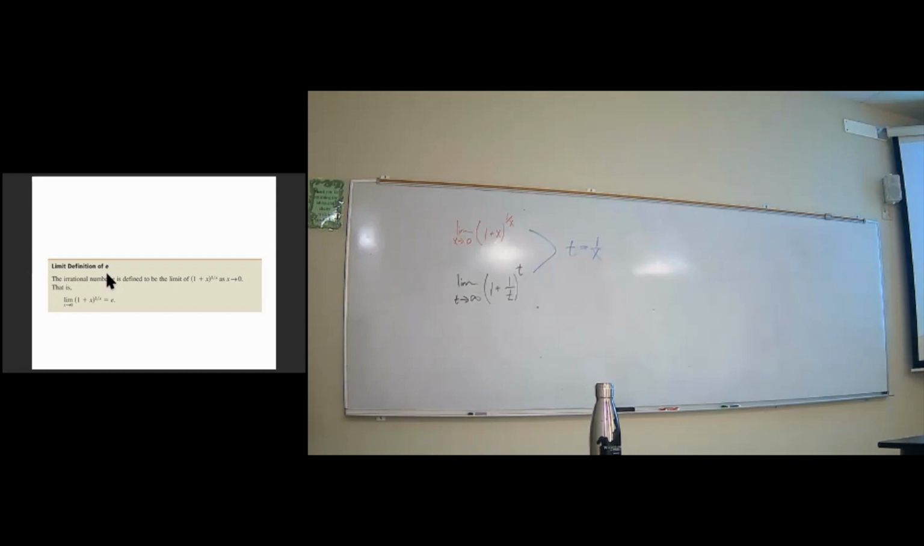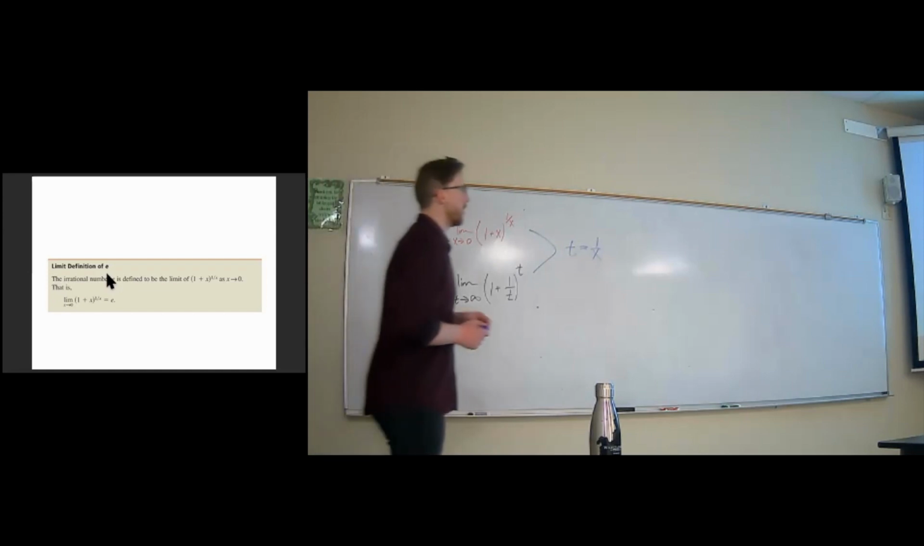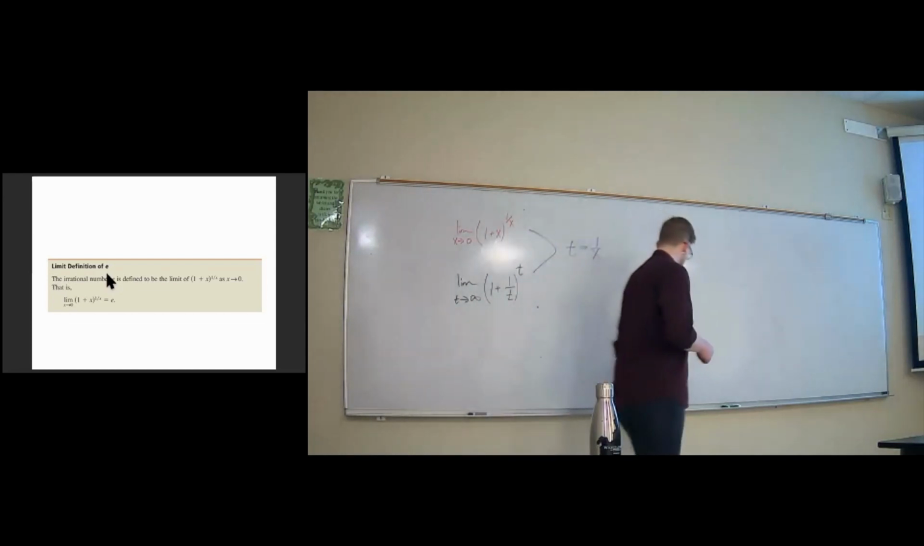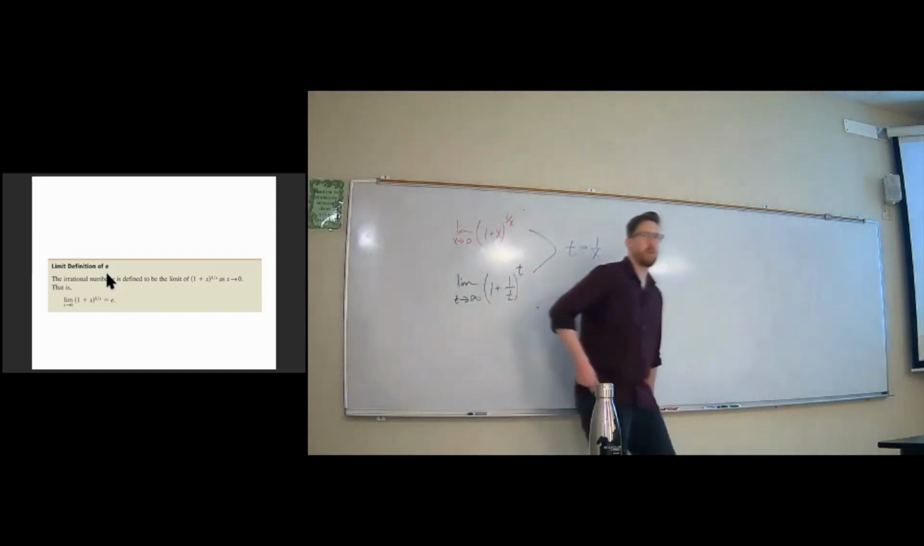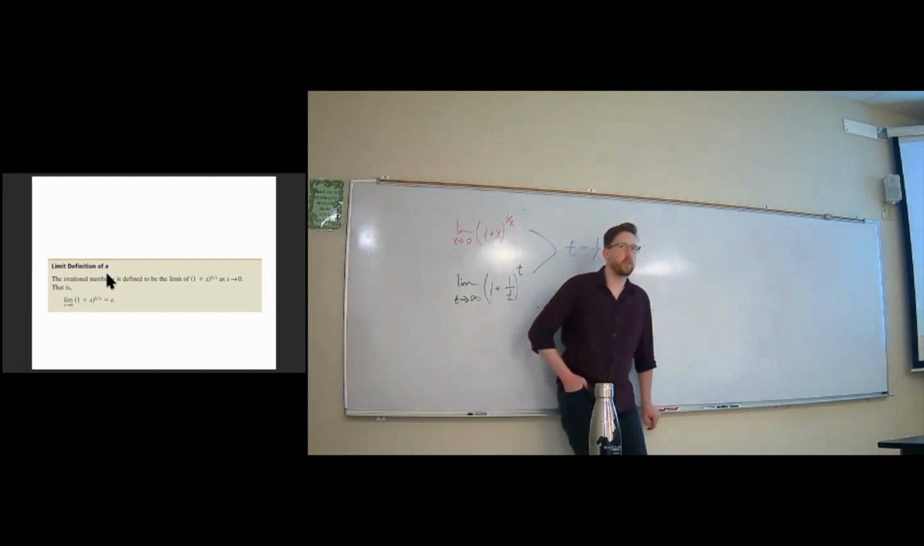Does anybody want to guess what that E value is? It is an irrational number. So what does that mean? What does it mean for it to be an irrational number? So good question to start off with. What's a rational number versus an irrational number? Y'all know?